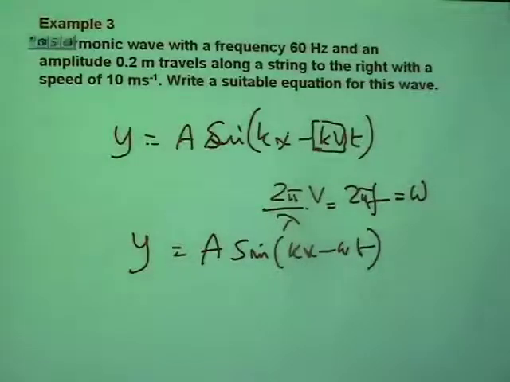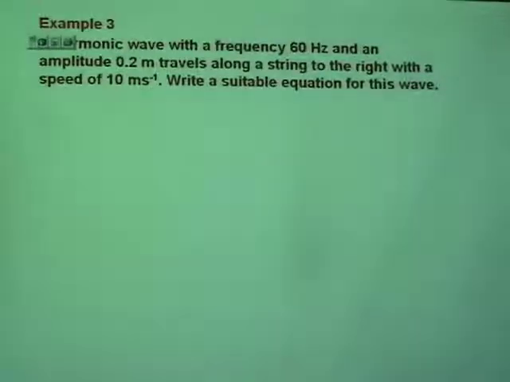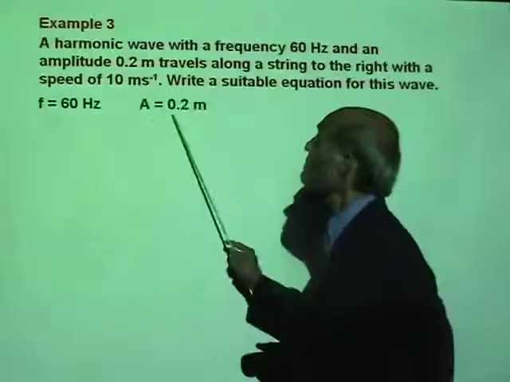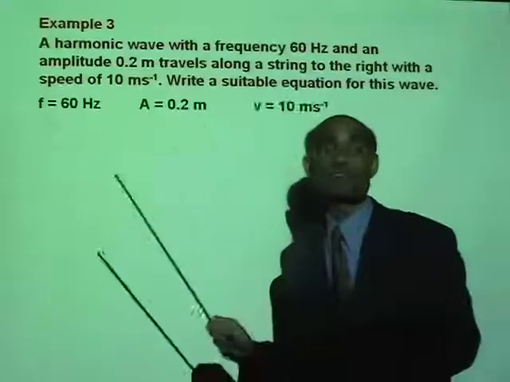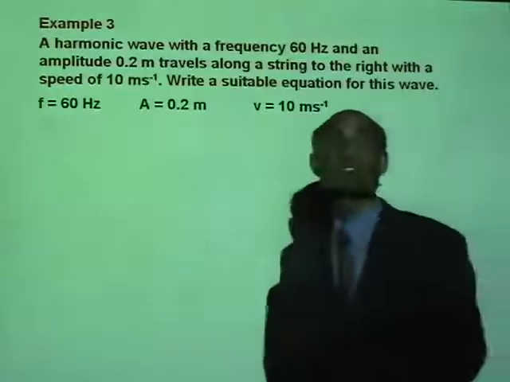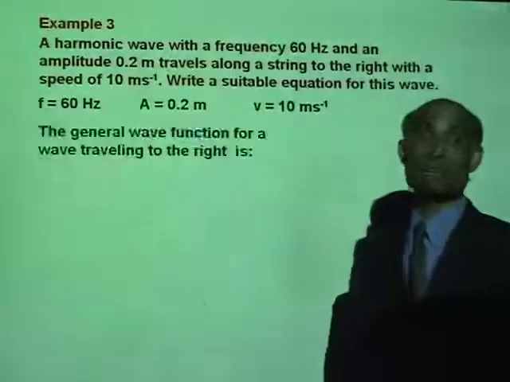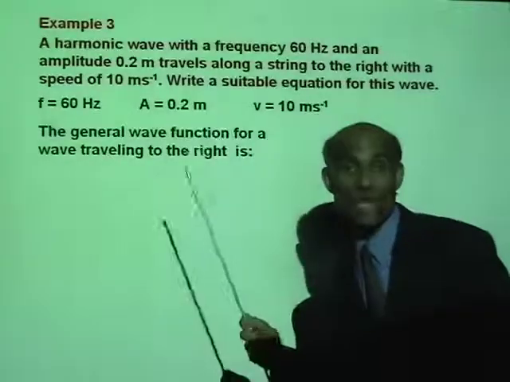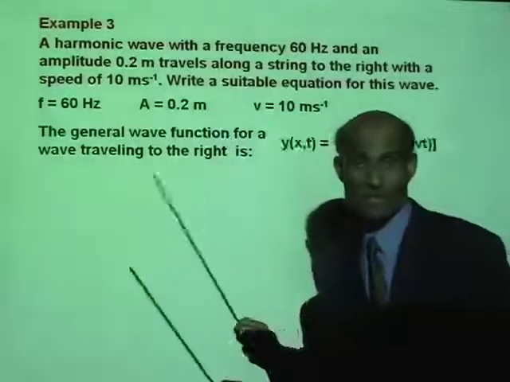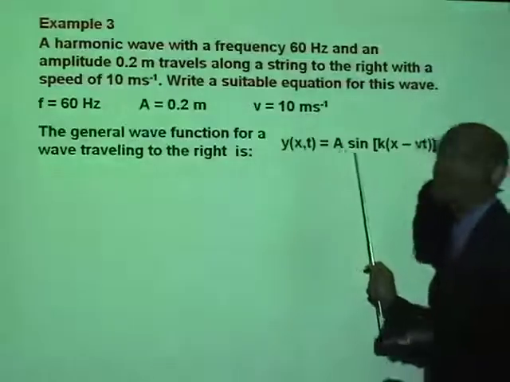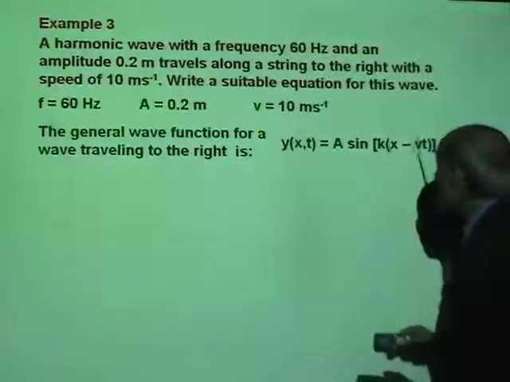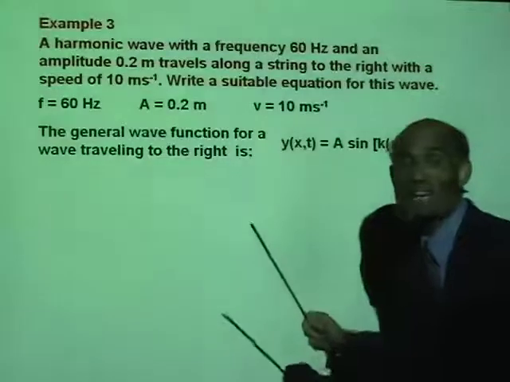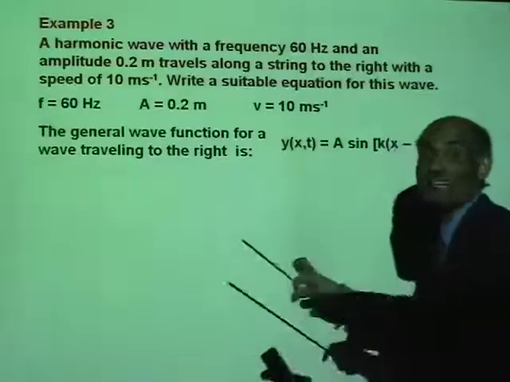Okay, let's start this problem. We got frequency f equal to 60 Hz, amplitude A equal to 0.2 meter, and speed v equal to 10 meters per second. The general wave function for a wave traveling to the right is y(x,t) equal to A sine k times x minus vt, which is the same as kx minus omega t.